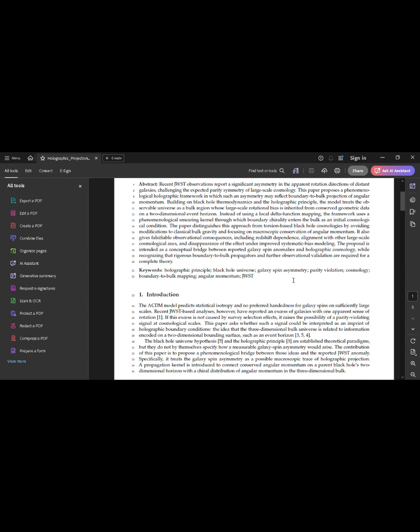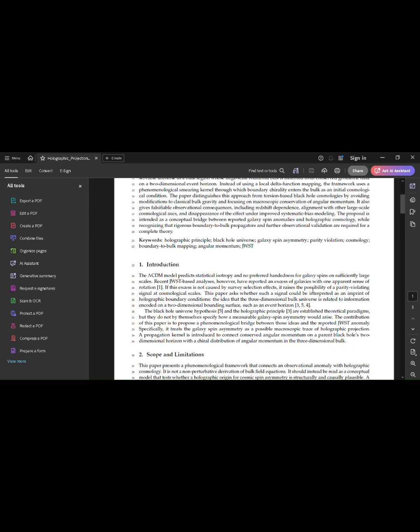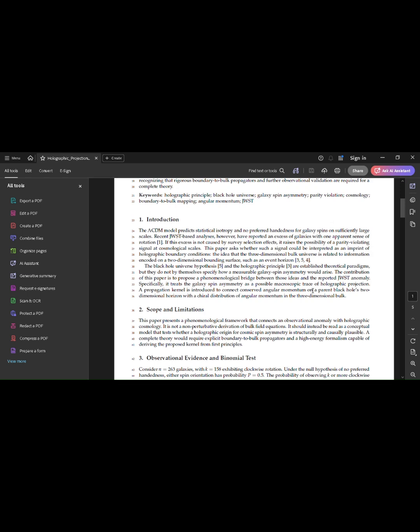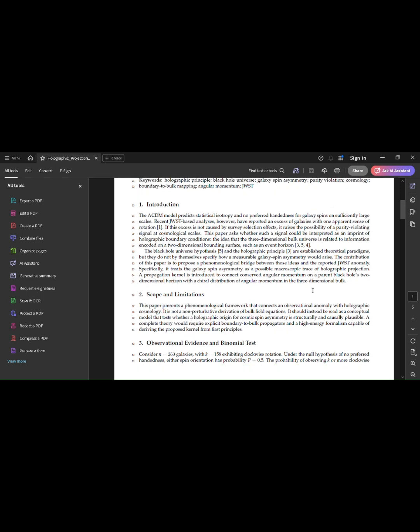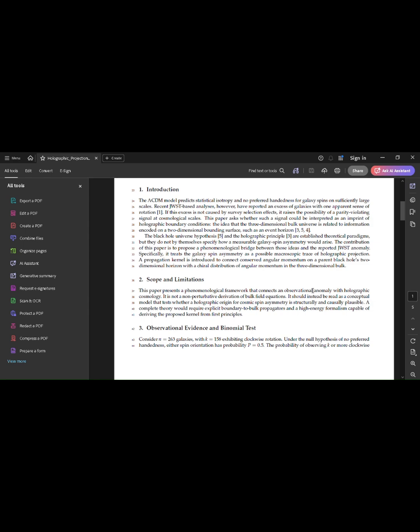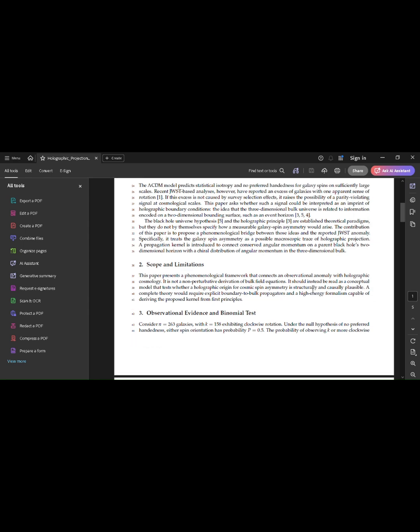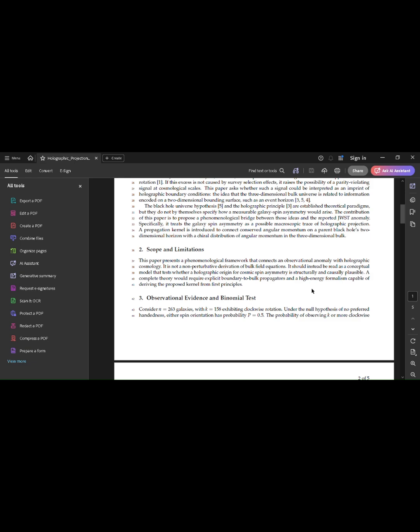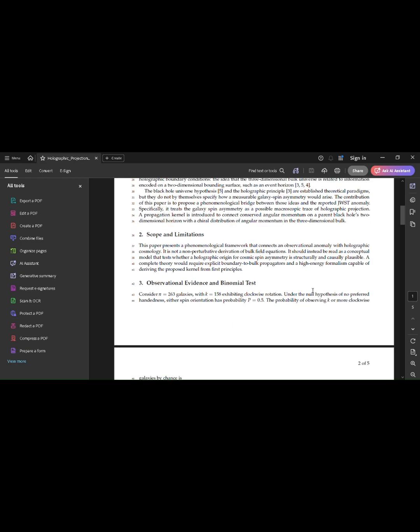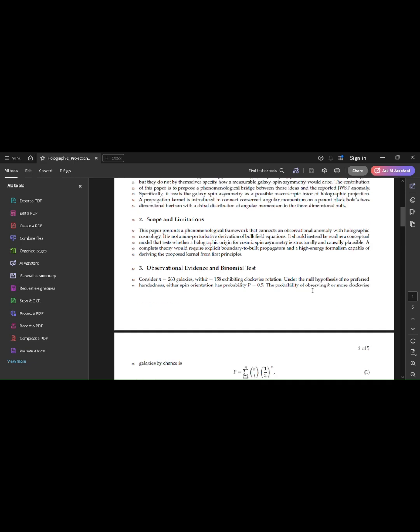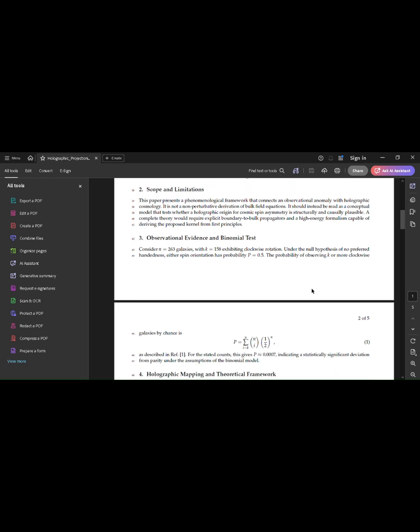However, recent deep field data from the James Webb Space Telescope, alongside large-scale surveys like DESI, suggest a statistically significant parity violation. Across vast cosmic distances, there is a preferred spin direction. Instead of attributing this to dark matter flow or cosmic shear, this newly submitted preprint proposes a radical but conceptually elegant hypothesis. What if this galaxy spin bias is a macroscopic imprint of holographic boundary conditions?